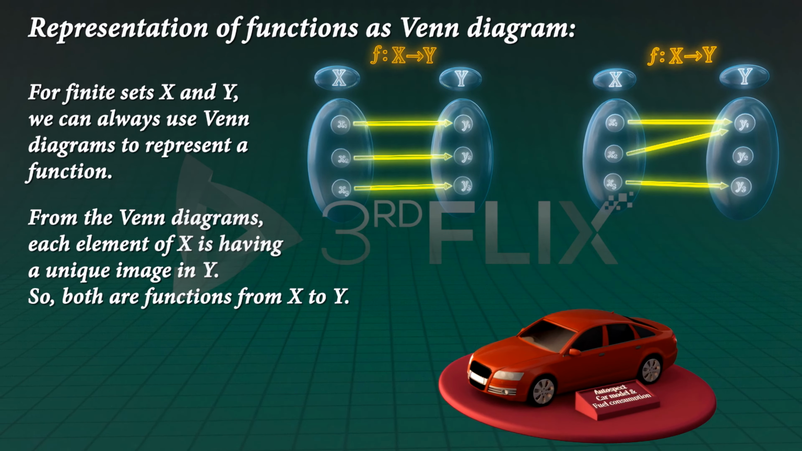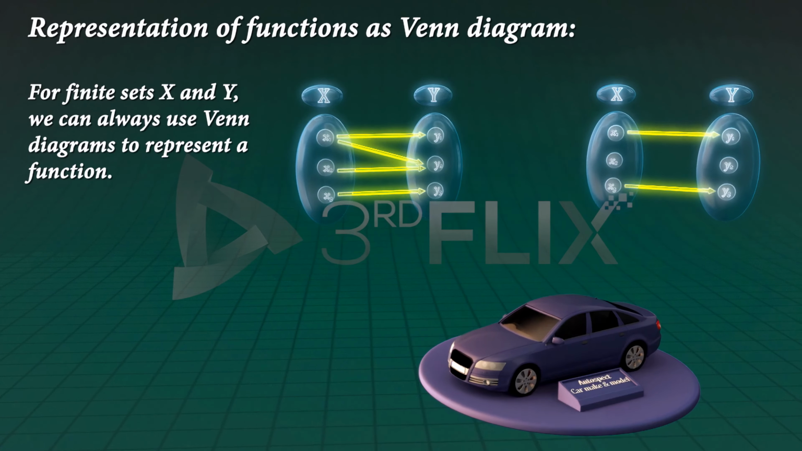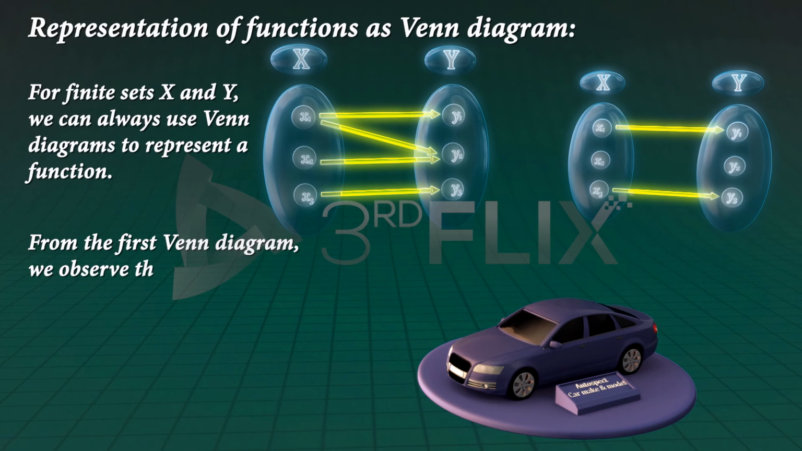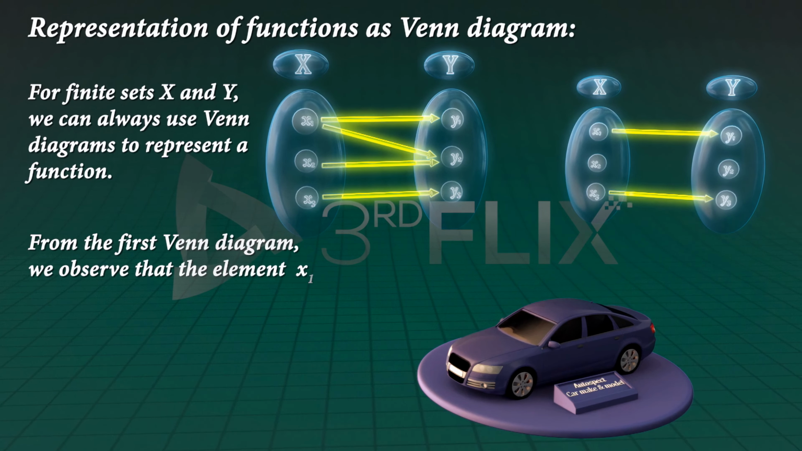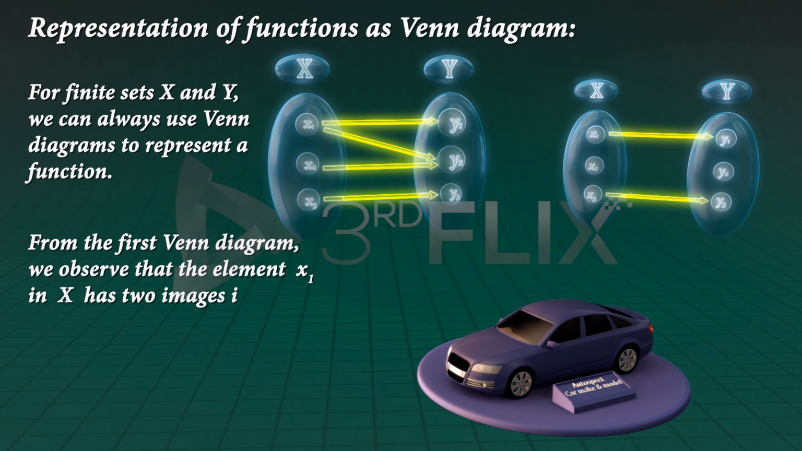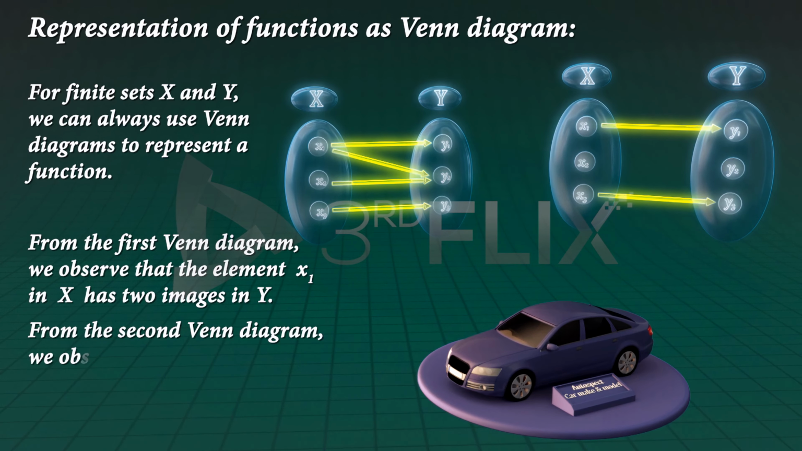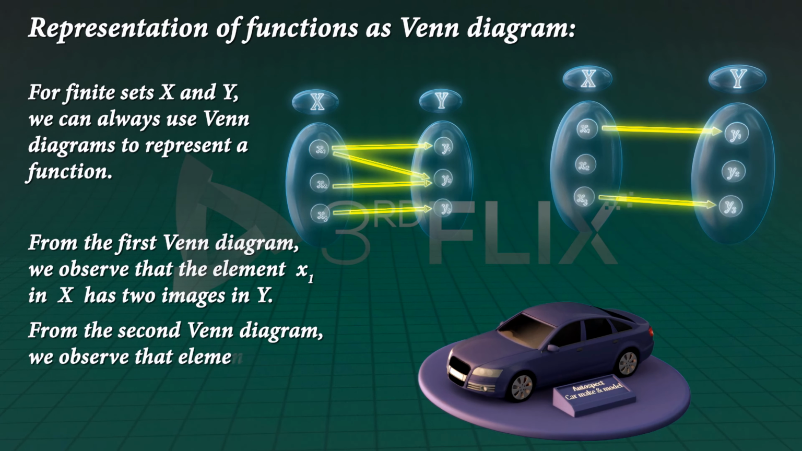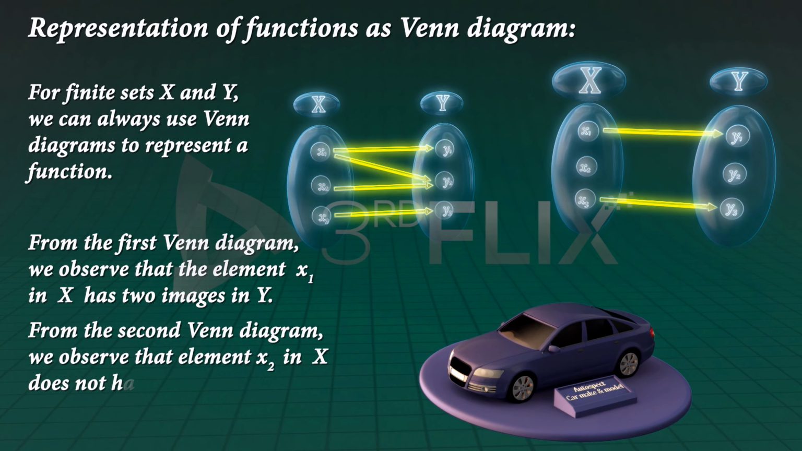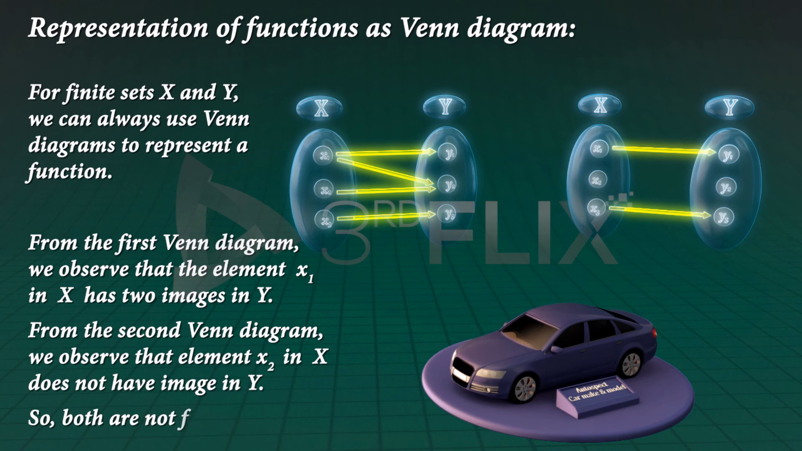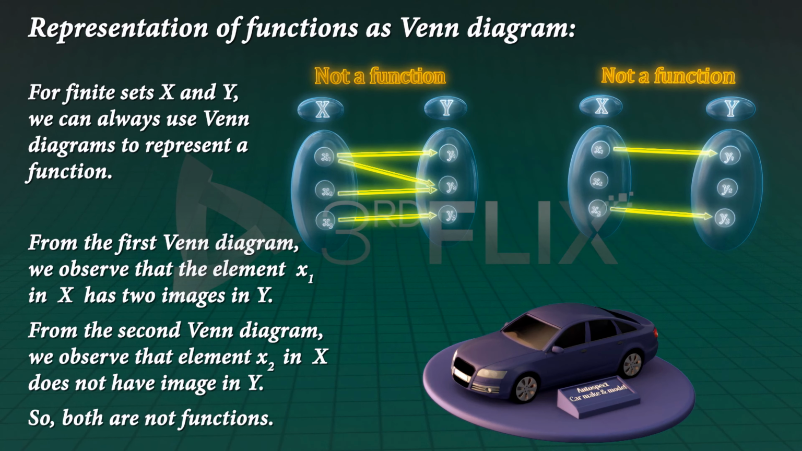Now let us go through the Venn diagrams which are not functions. From the first Venn diagram, we observe that the element x1 in X has two images in Y. From the second Venn diagram, we observe that element x2 in X does not have an image in Y. So, both are not functions.